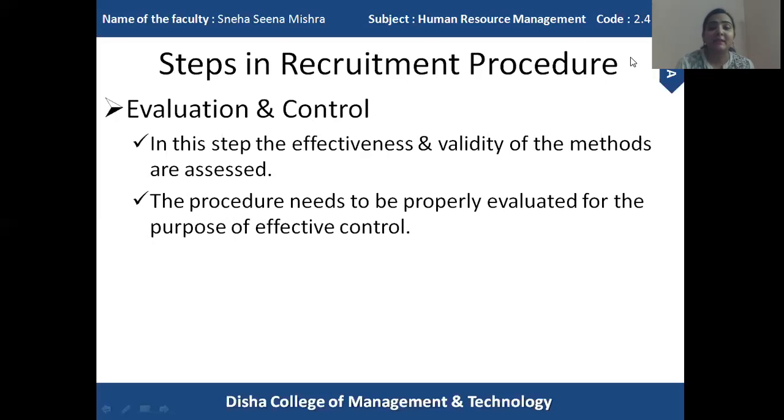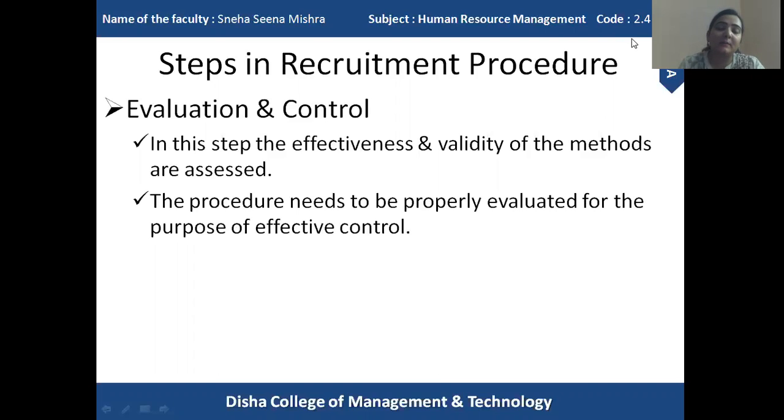The last step is evaluation and control. This is the last step in the process of recruitment. So first of all, every process or every method which is used by any organization, whether it is related to recruitment, training, planning, whatever methods and whatever techniques they use, it needs to be properly evaluated. Why is evaluation necessary? So they can find out the positive aspects of a particular procedure as well as find out the drawbacks of a particular procedure. So next time when they create a plan, they should not repeat the mistake again.